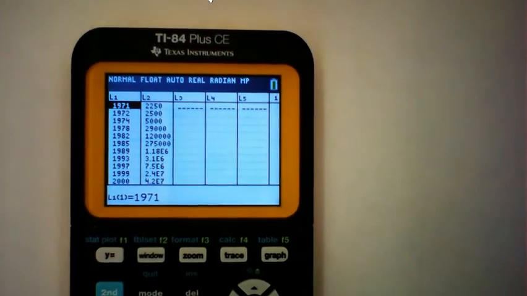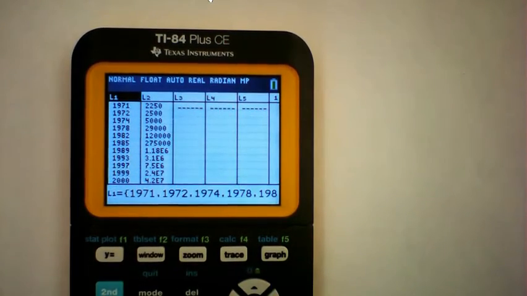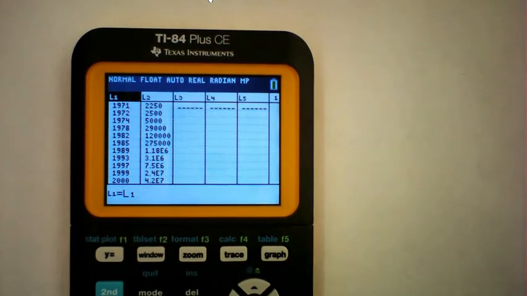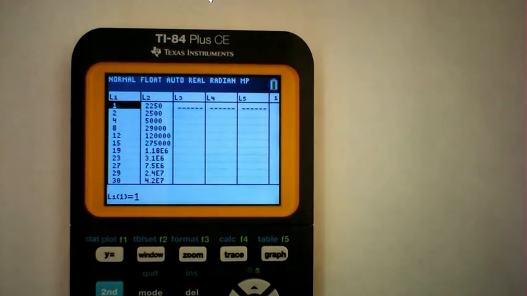Okay, so here's the transistor data in my calculator, and first thing is they did say that they were transforming their x values by subtracting 1970, so I'm going to take my L1 list, keep myself in L1, and subtract 1970. If you want to put it in a different list, you of course can, but this will just fix that list so that that's my x value that I'm going to use.